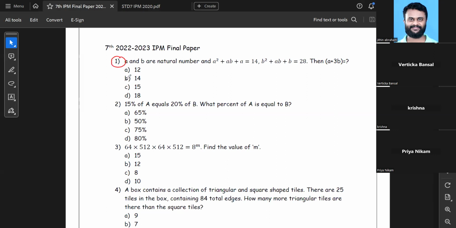Let's go for the first question. If A and B are natural numbers and A square plus AB plus A is equal to 14, B square plus AB plus B is equal to 28, then A plus 3B is how much?